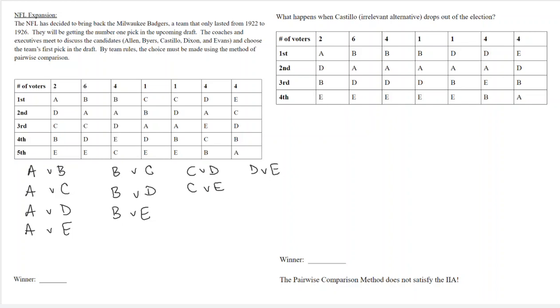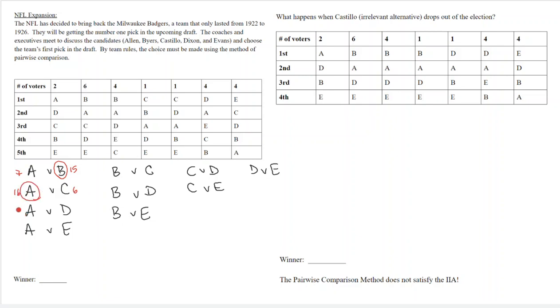Okay, so we are going to go through and look at each of these head-to-head matchups. I am just going to go ahead and write the number of votes and circle the winners in each matchup. I am not going to write out all of the details. So in A versus B, it would be 7 to 15. A versus C, 16 to 6.